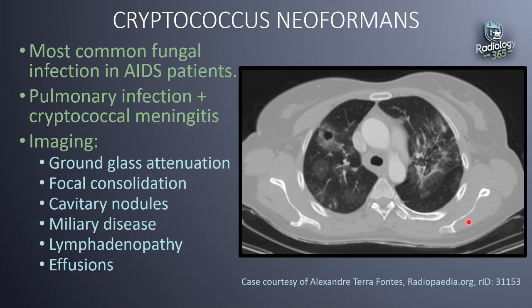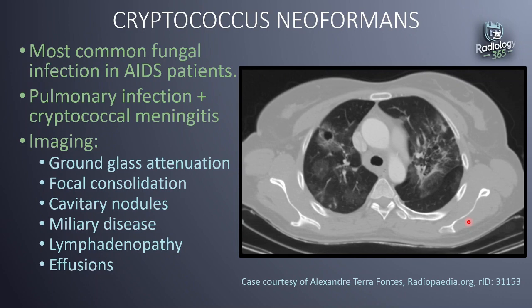Cryptococcus is an opportunistic organism, and it's the most common fungal infection in AIDS patients. Pulmonary infection with cryptococcus usually coexists with cryptococcal meningitis. Now, typically, in patients like this, the CD4 count is less than 100 cells per cc. And in the immunosuppressed, this infection can have a very wide range of appearances, ranging from ground glass attenuation to focal consolidation, even to cavitary nodules. It can also present as miliary disease and often is associated with lymphadenopathy and effusions.